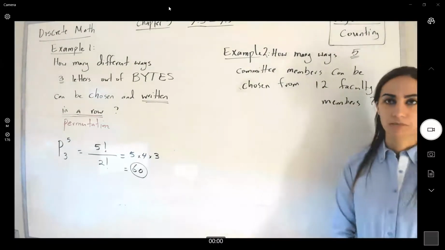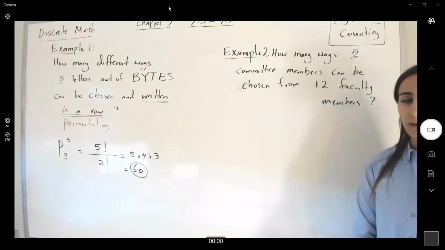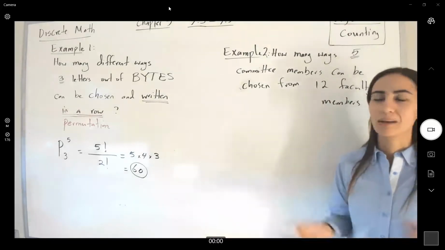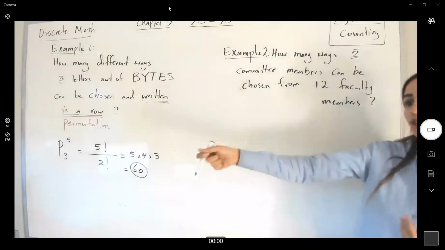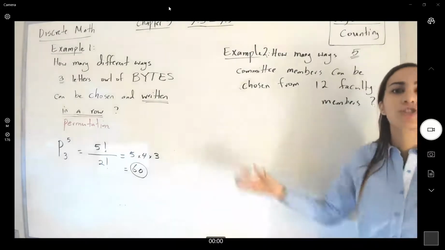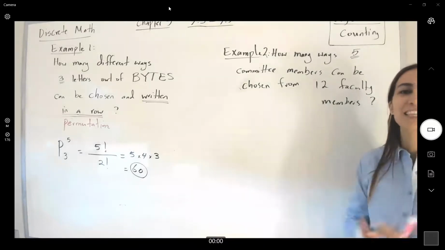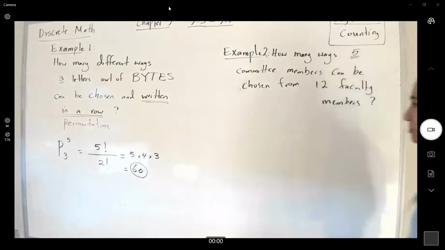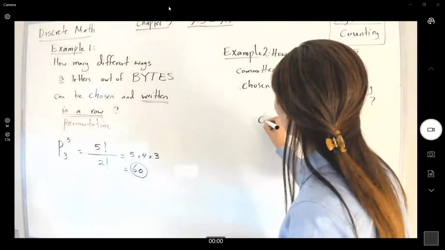Here it says how many ways we can form a committee of 5 members out of 12 faculty. Is the ordering important for us? Of course not. You're just selecting, you're just choosing. We don't care about arrangement. We don't care which one comes first. It's just a set, including some faculty members. So it is combination.